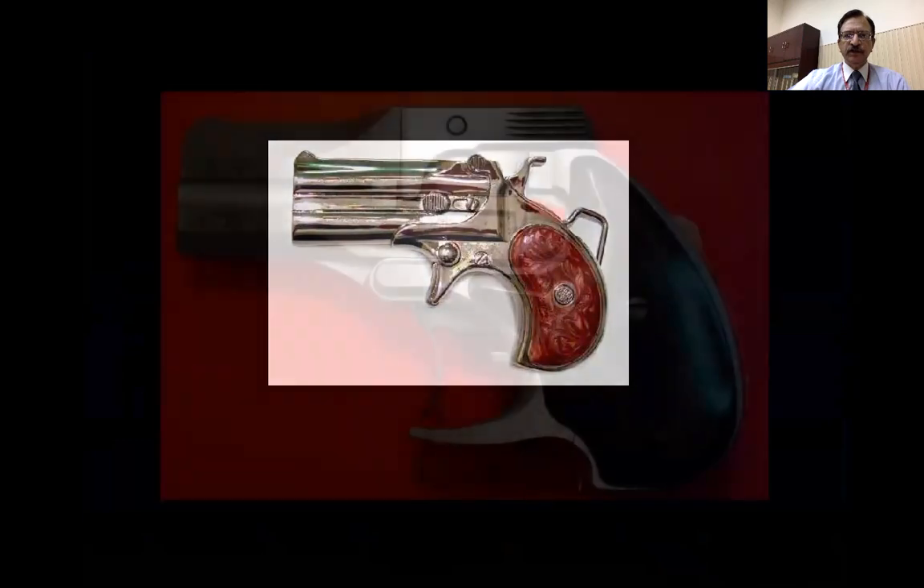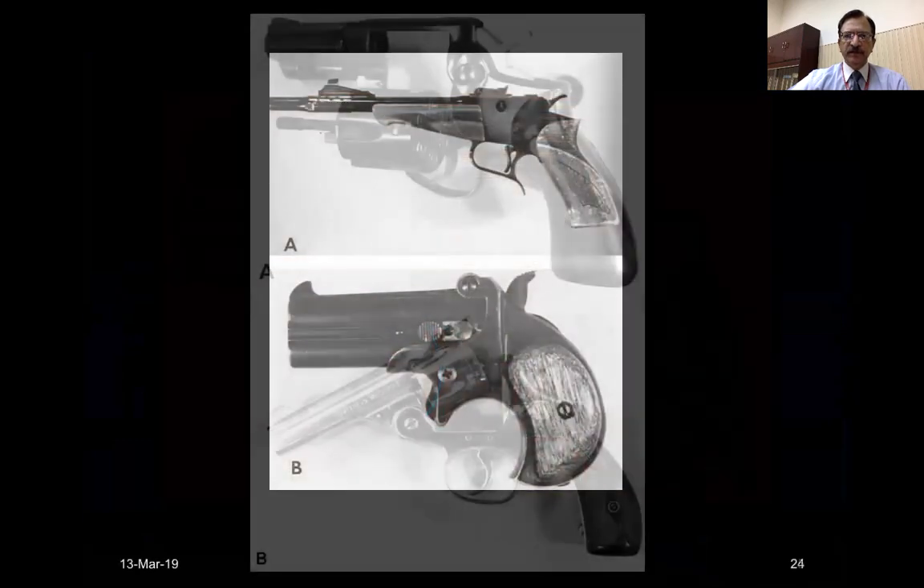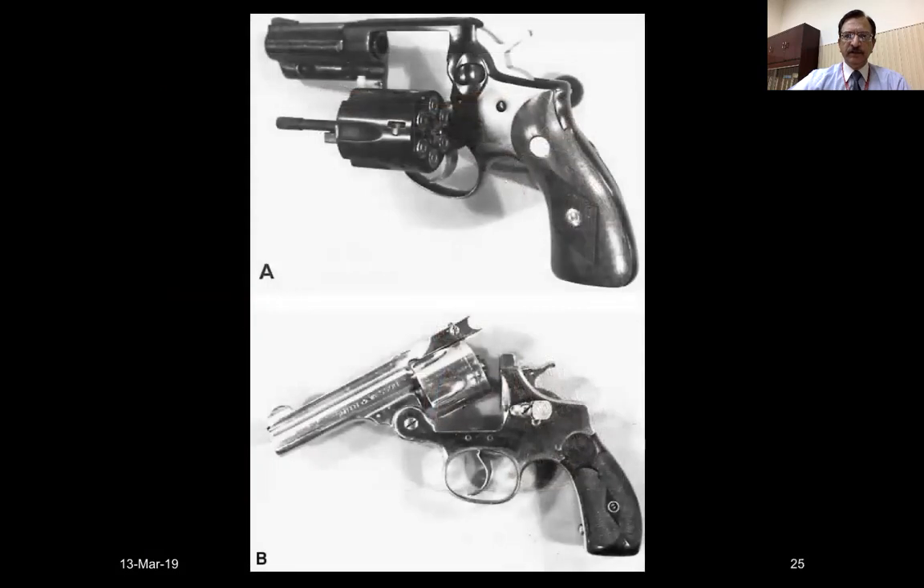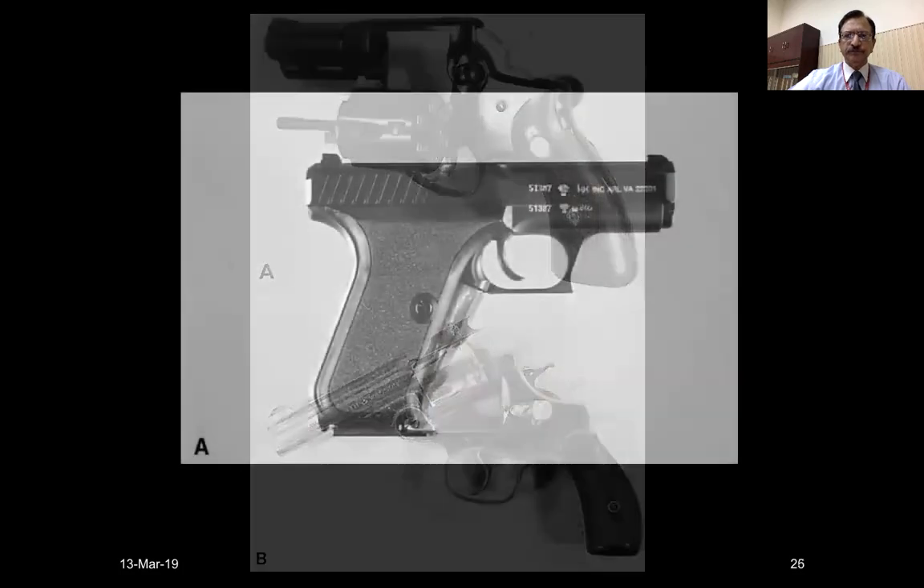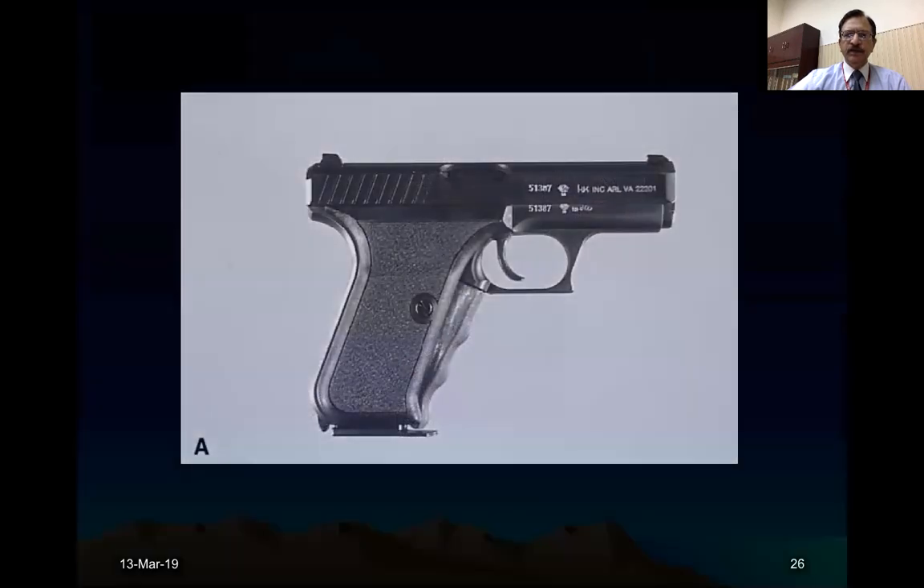This is a single shot, then derringers, and revolver. You can see the drum has been opened up to show the 6 bullets in place, and this is the drum which rotates, and one bullet comes in front of the firing pin after the other. That is a revolver. And this is the pistol, and the magazine is loaded in the grip.